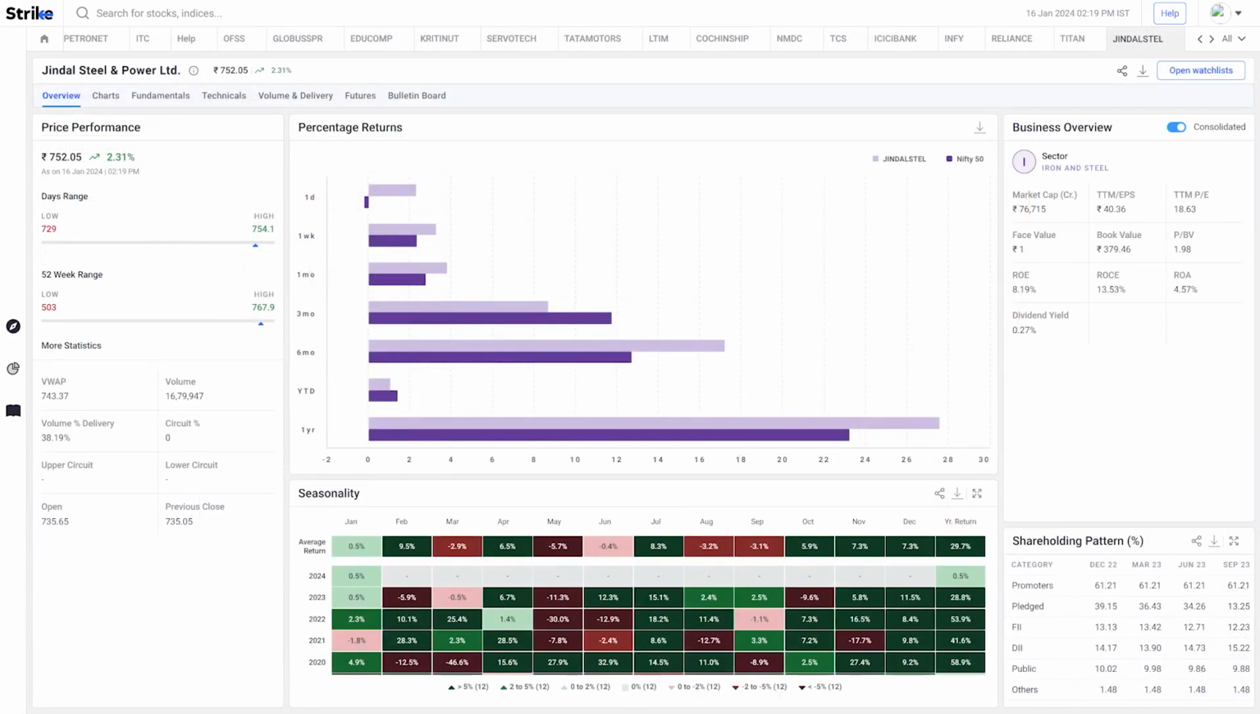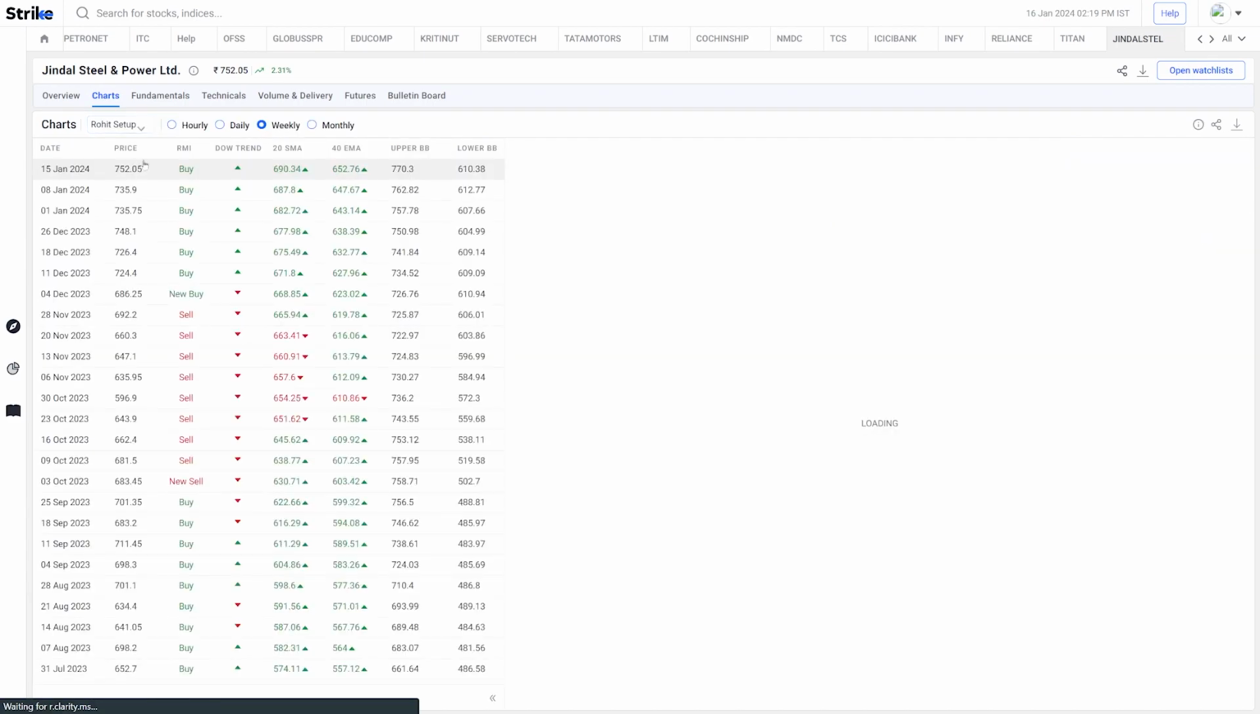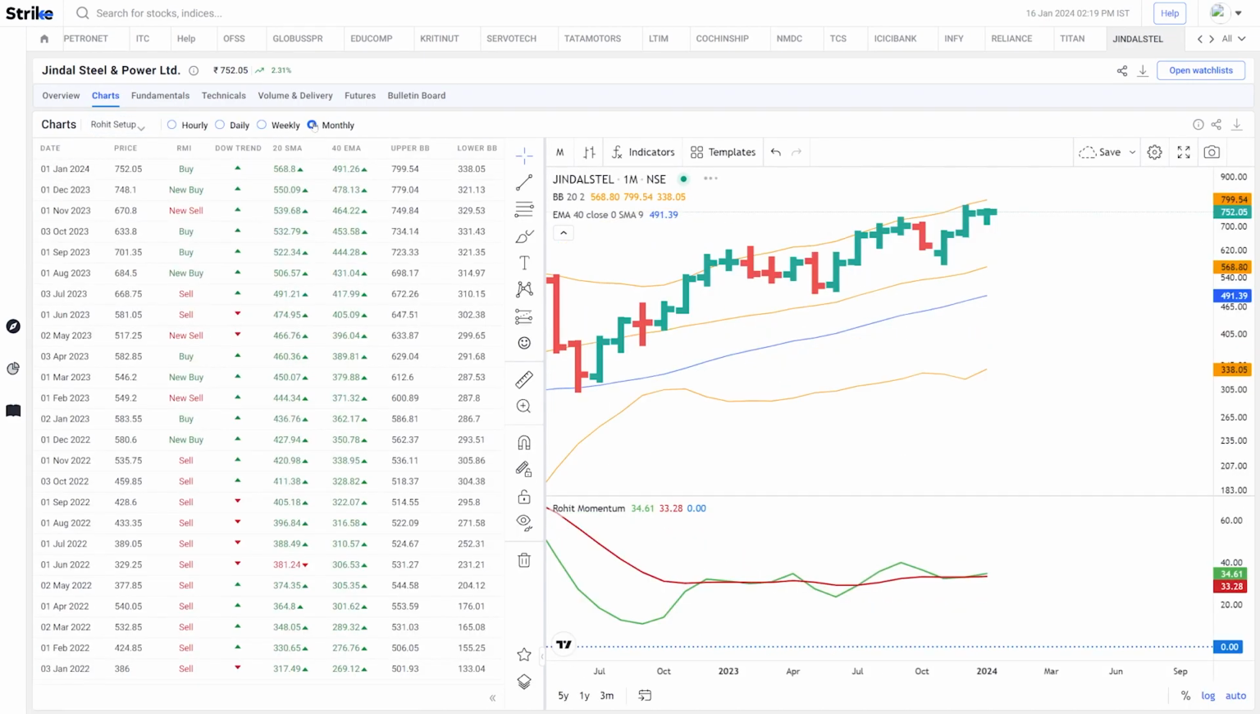Now, here's a stock that popped up in both of the scans that we just did. Let's try to focus on just one chart and do the multi-timeframe analysis. So I'm going to the charts and the Rohit setup. Let's begin with monthly. On this particular setup, we look at the RMI, the Dow trend, the 20 period simple average, and the 40 period exponential moving average.